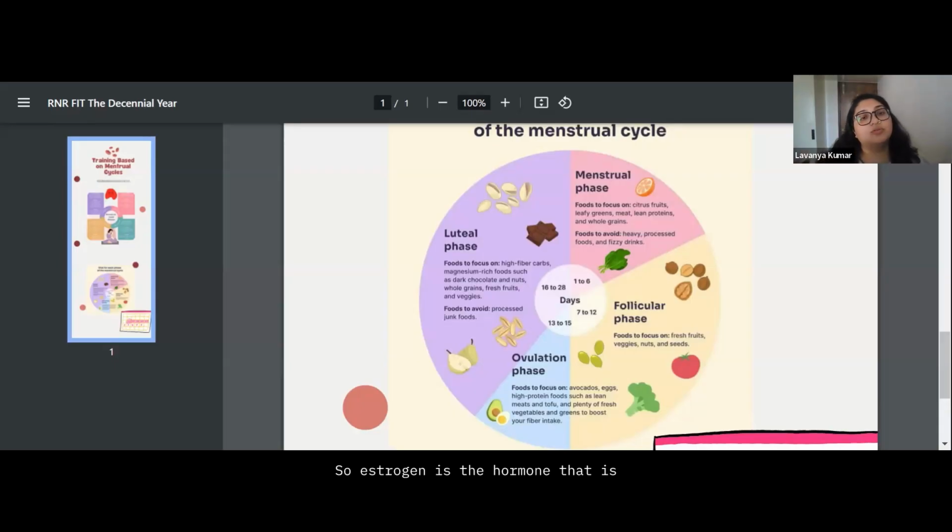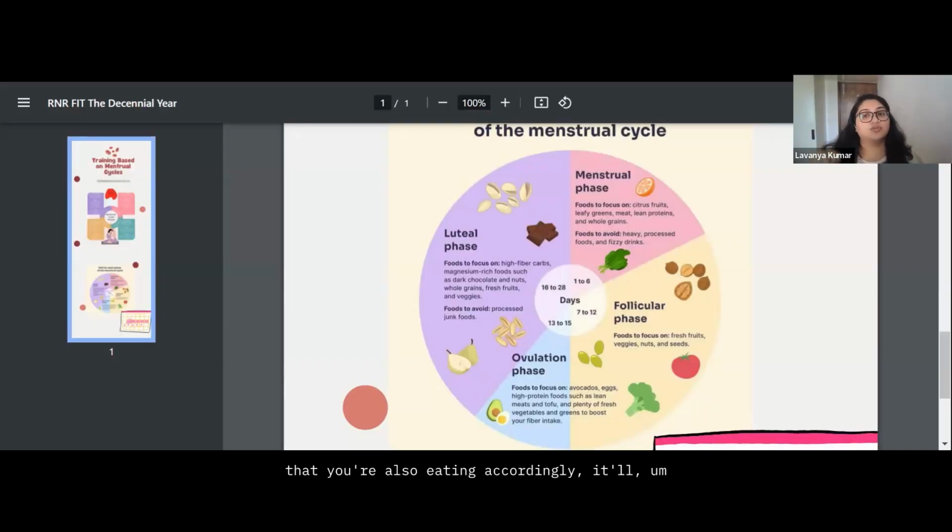So estrogen is the hormone that'll keep you a little happier and a little better, and you're not losing your mind, kind of a phase. But from right after ovulation to the menstrual phase, it's the progesterone that takes over. Of course, we have the FSH, LH, all that. Let's keep that aside. But mainly, estrogen and progesterone are going to play a lot in terms of how your mood is, how active you are, and how okay you are to do a particular physical activity.